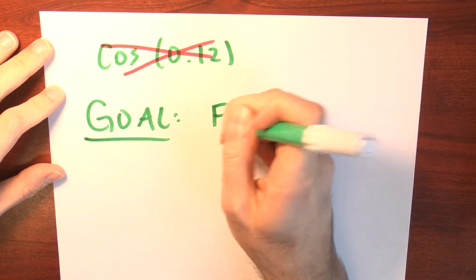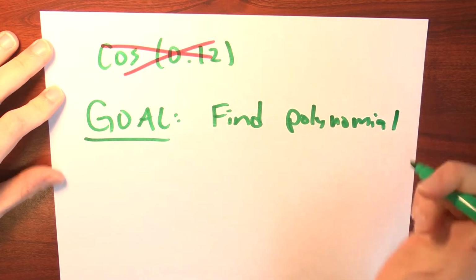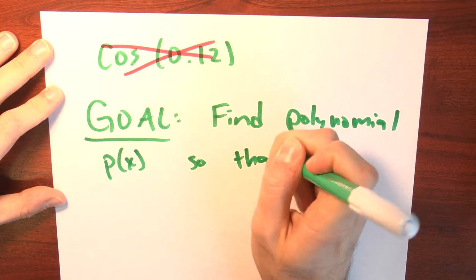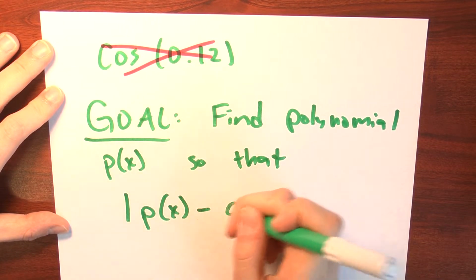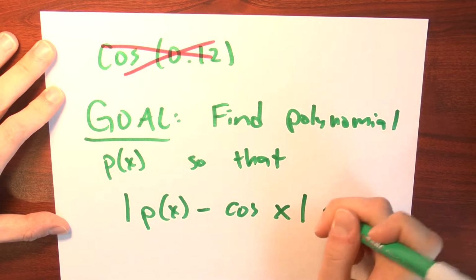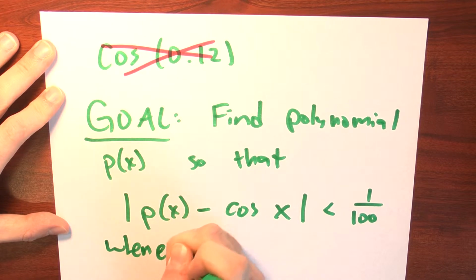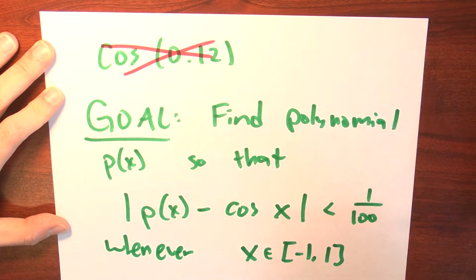It's going to be to find a polynomial, and hopefully not a very high degree polynomial. I'll call that polynomial p of x, so that the following happens. The distance between p of x and cosine of x is less than 1/100th whenever, say, x is between -1 and 1.